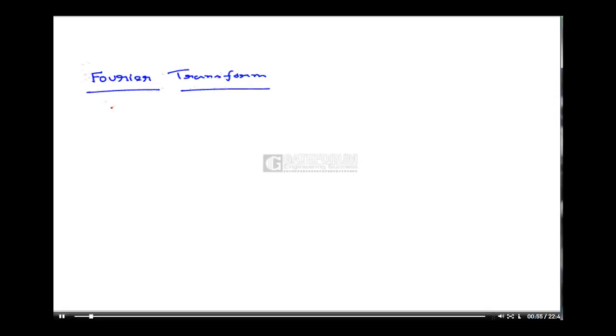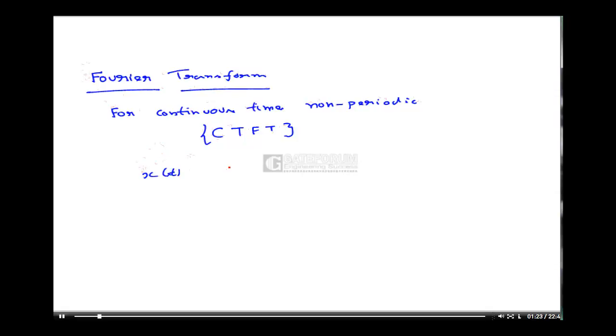So this is for continuous time non-periodic signals. It is also called CTFT, continuous time Fourier transform. Okay, how does this Fourier transform come about? I can assume any signal x(t), which is continuous time non-periodic, as a periodic signal with period infinity. From this basic concept, the analysis equation and the synthesis equation of the Fourier transform are determined.